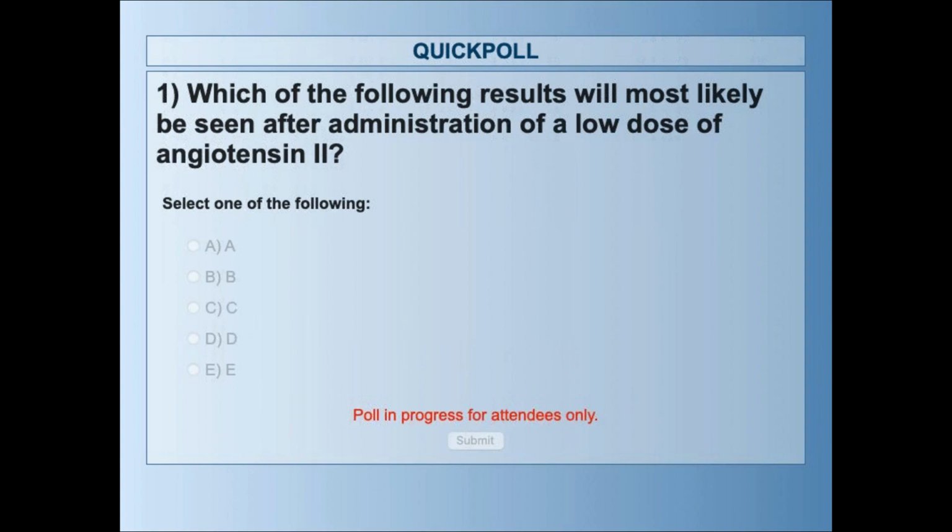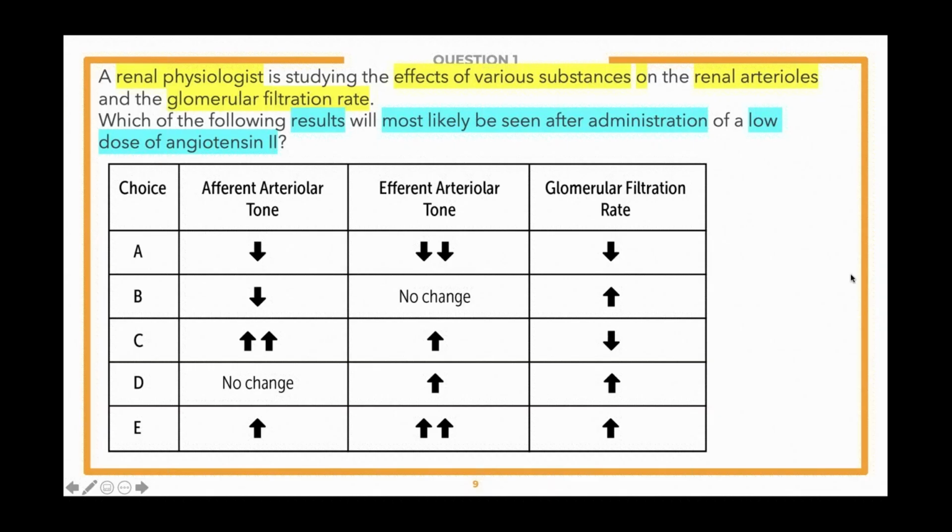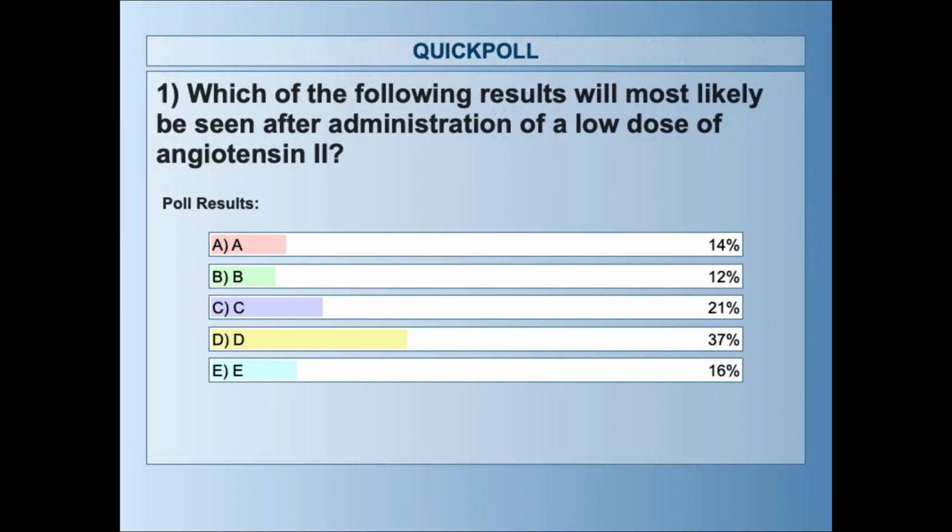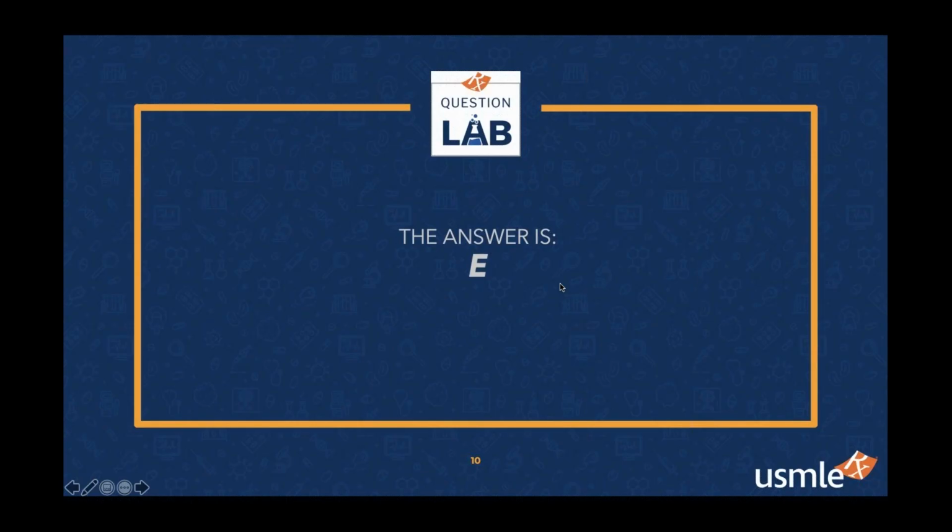All righty, well, let's take a look and see what you selected. Looks like answer choice D was the most popular one, with 37% of you selecting D. And second place with 21%, we had answer choice C. So let's take a look and see what the correct answer is. And the correct answer is E, and 16% of you got it right. So definitely a challenging question. Let me hand it off to Paros.